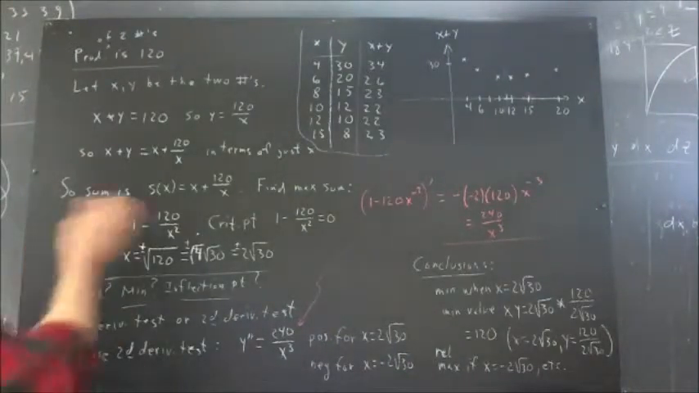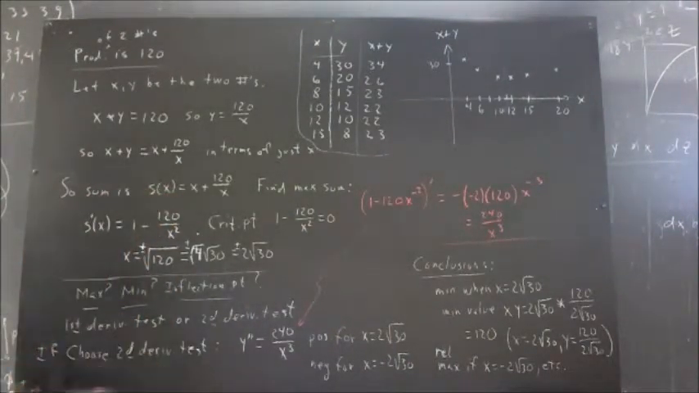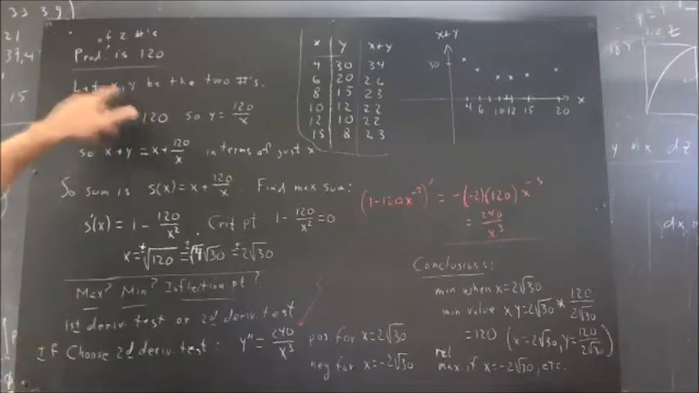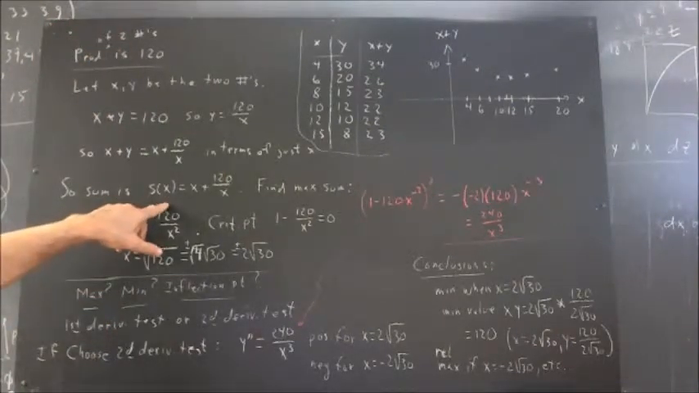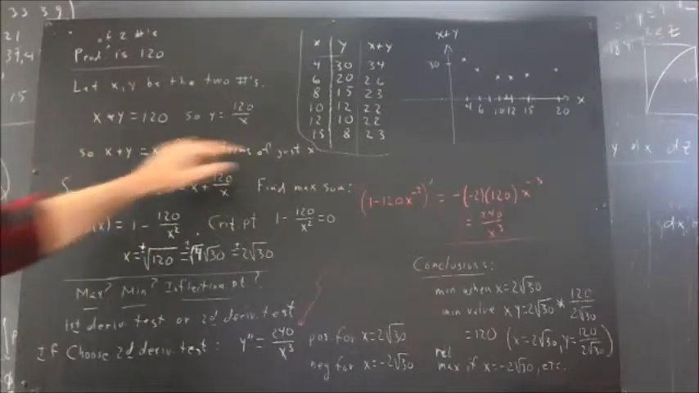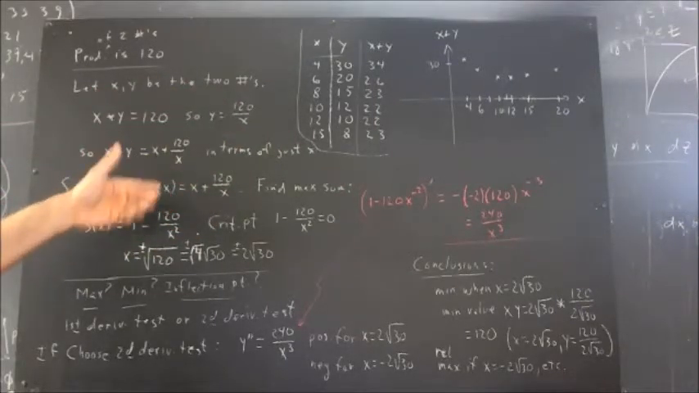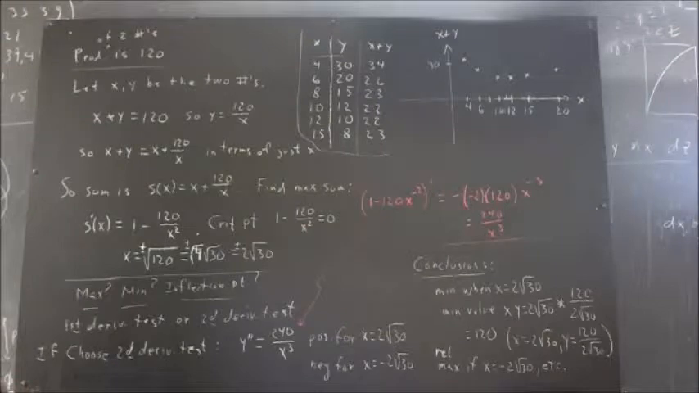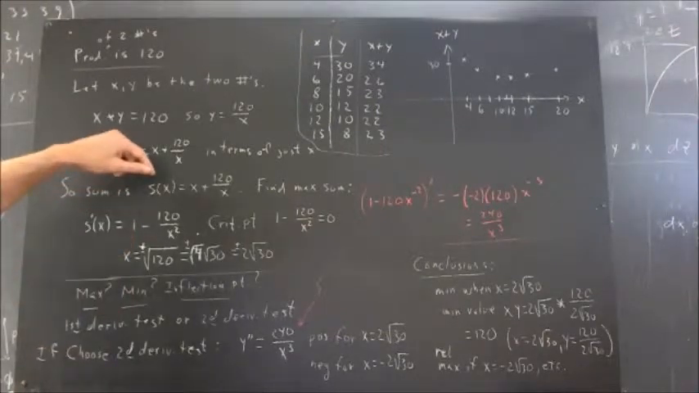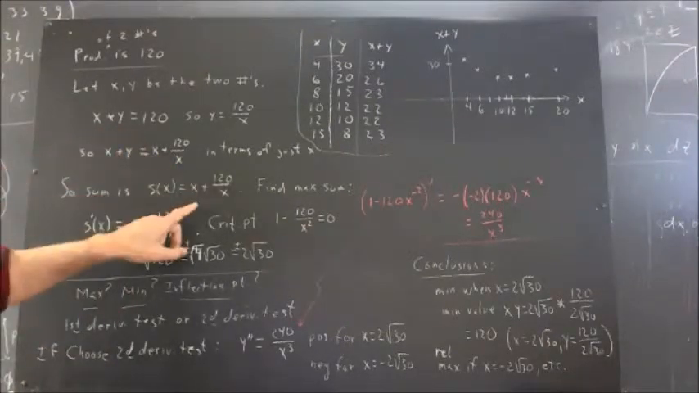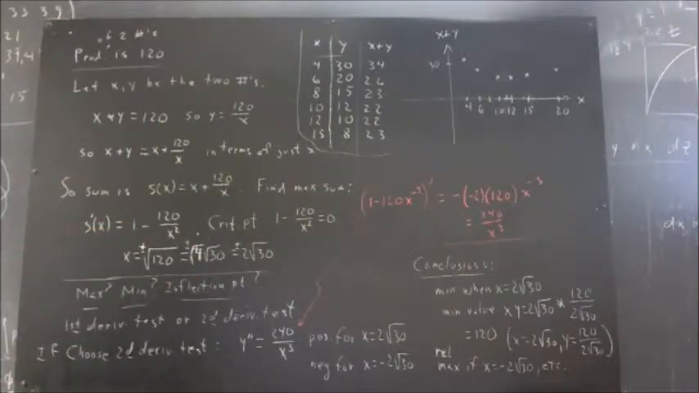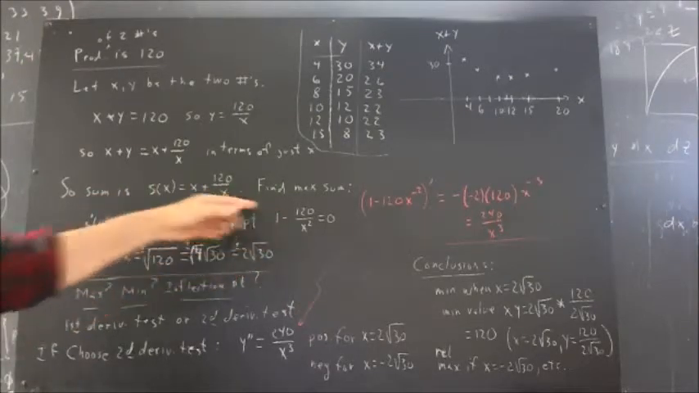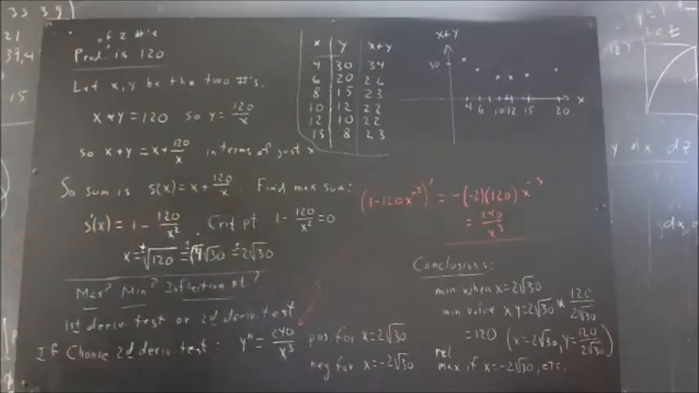We've got to give the sum a name. We can't use y because we used x and y for the two numbers. The sum is a function of x. If we plug in x, we get the sum of two numbers that multiply out to 120. That sum is expressed by x plus 120 divided by x. And we want to find the extreme value of the sum. How do we do that? Well, we have an expression, so we find its extremum.